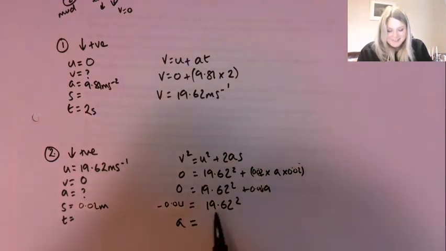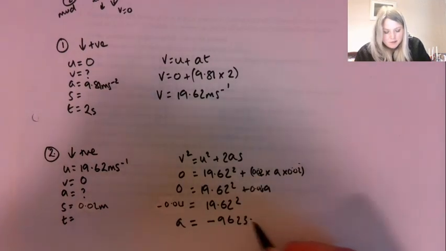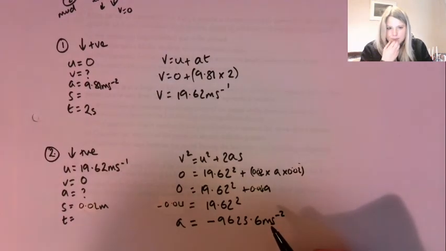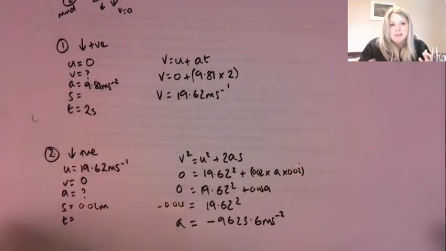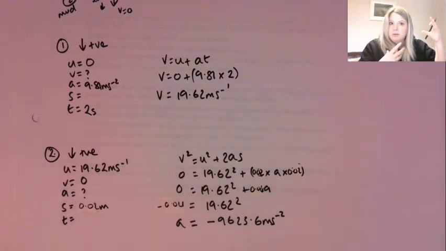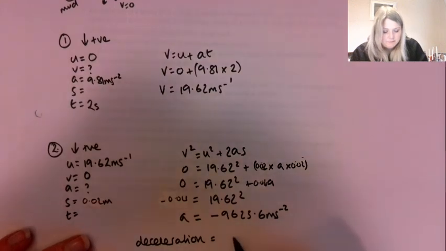Anyway, 19.62 squared divided by minus 0.04 gets minus 9623.6 meters per second squared, which seems crazy high, but this thing's going at 19, so basically 20 meters per second, and stops in 2 centimeters. So it is going to be a really high deceleration. So our deceleration is going to be just the positive of that.